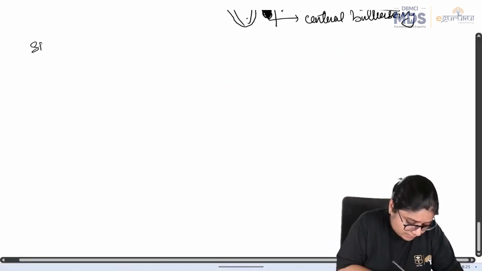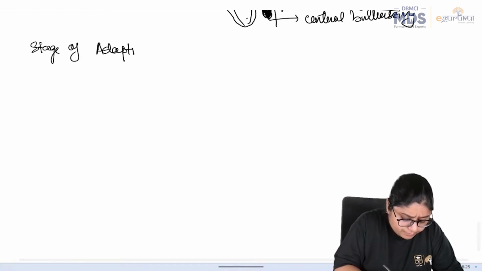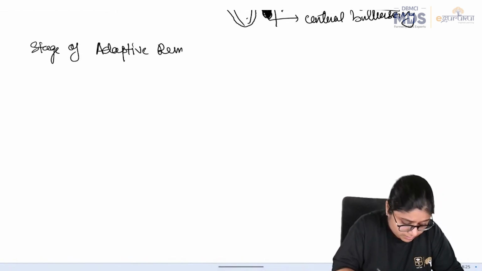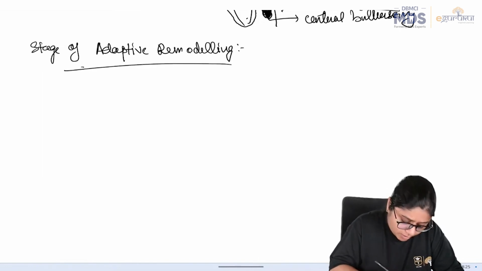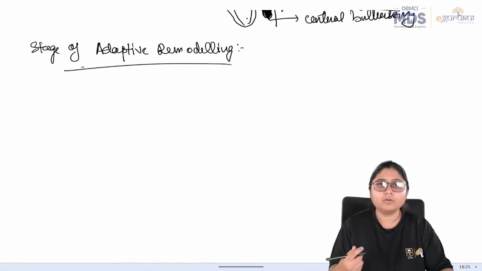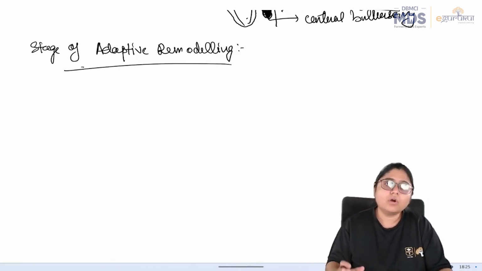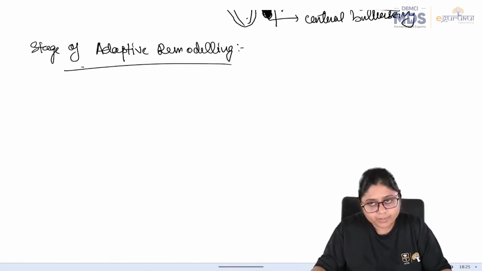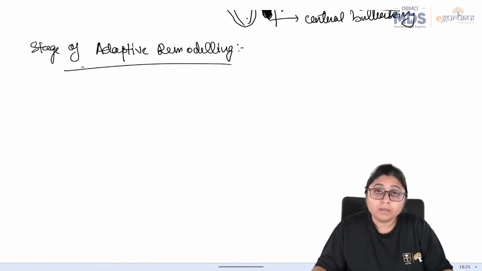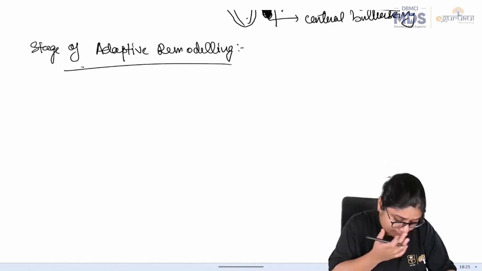Now, the stage of adaptive remodeling. Adaptive remodeling is, guys, when the body is not able to bear the occlusal forces after a certain amount, it will drift. This is called adaptive remodeling, which means it will drift away from the occlusal forces, or there will be bone resorption to that much level that tooth mobility will occur and it will get exfoliated. So that is adaptive remodeling.